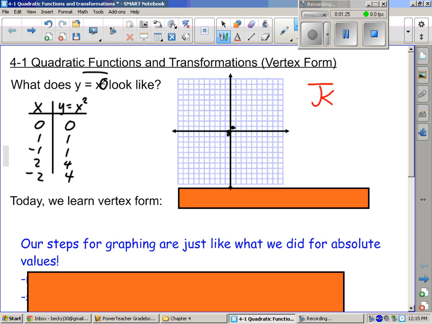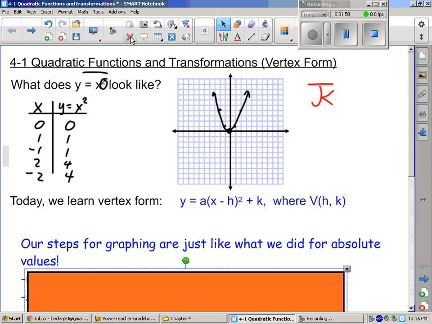Let's redo this. So I got 0, 0, then 1, 1, then negative 1, 1, then 2, 4, and negative 2, 4. Okay, it looks a little bit like a V, but when it's a squared, it's actually a curve. So it's a smooth curve rather than a sharp V. It's called a parabola.